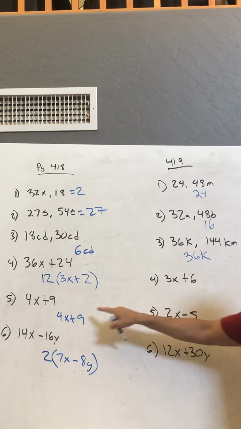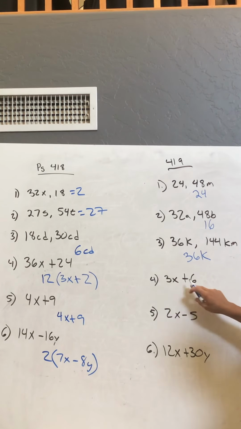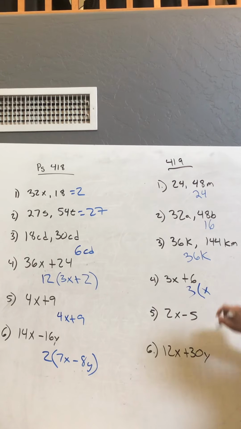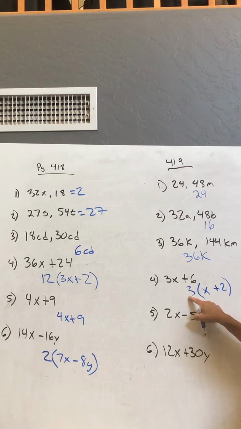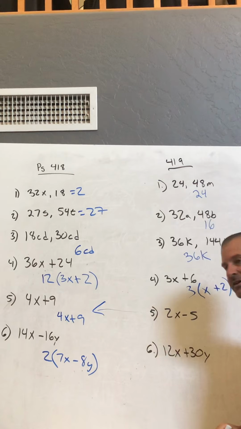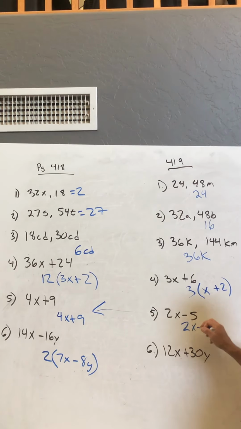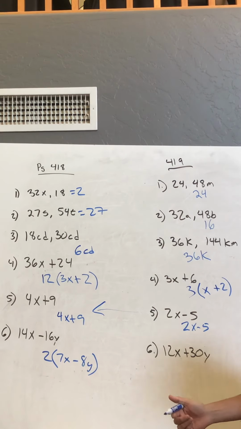Now we have to do this to these 3, which is fun. I like these. Here we go. What goes into 3x and 6? What do they both share? They both share a 3. 3 times what makes 3x? x. You can put a 1 here, you don't need it. Plus 2. Check your work. 3 times x is 3x. 3 times 2 is 6. Keep your same sign. This one is just like this one. There are no common factors. There's nothing to pull out. So I'm just going to write 2x minus 5. Or you're probably going to write, it cannot be factored.